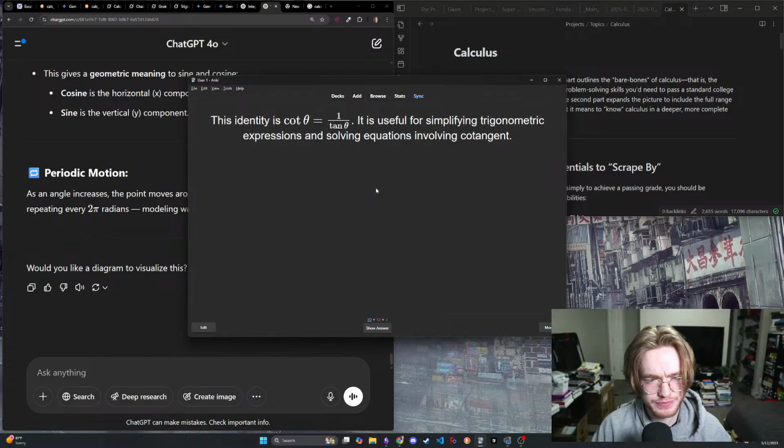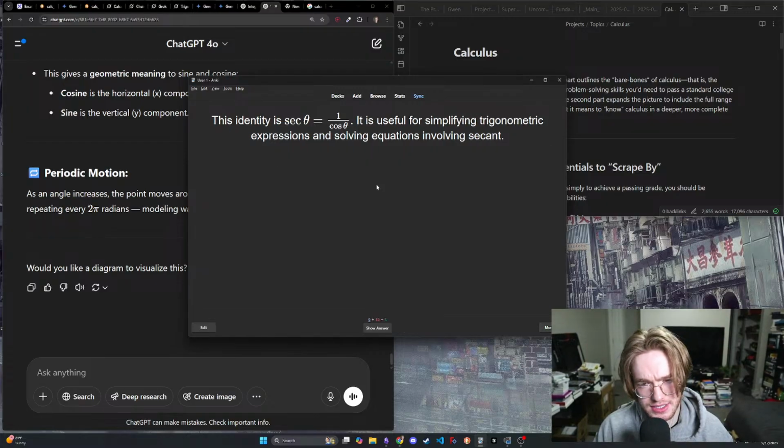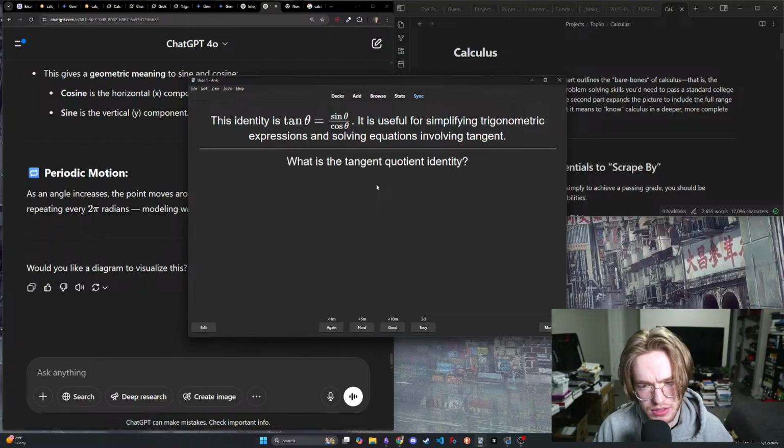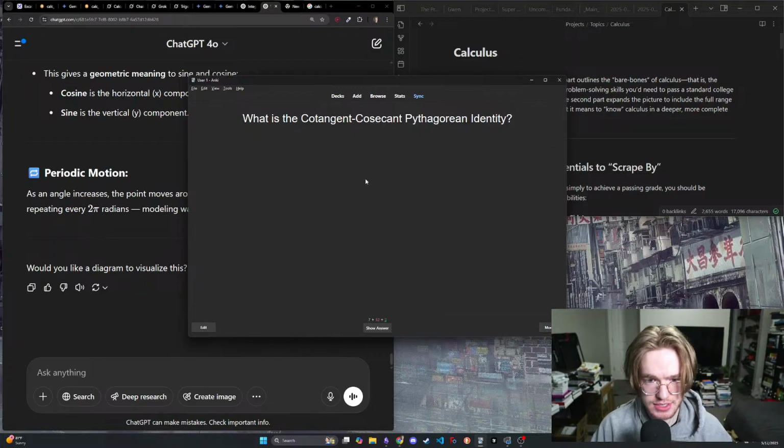Okay. This identity, cotangent equals 1 over tangent. This is the cotangent reciprocal identity. This is the secant reciprocal identity. This is the tangent quotient identity. Okay, tangent quotient identity.